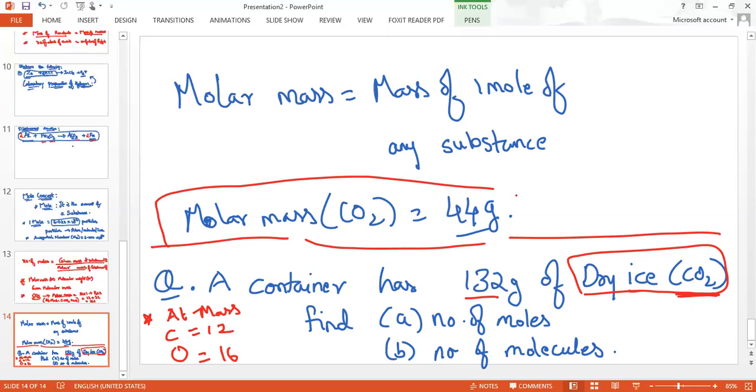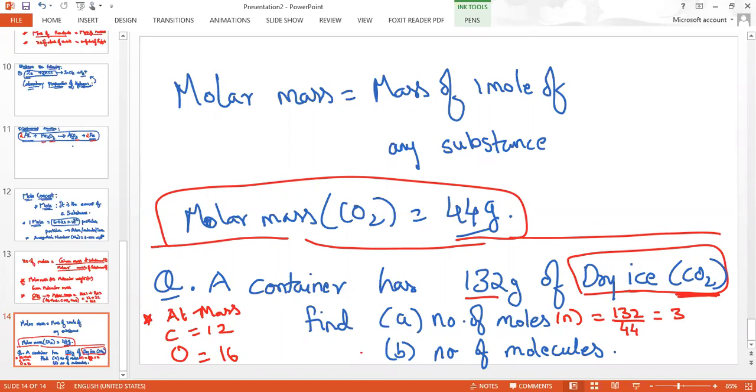44, we have calculated. We have to divide 132 by 44. We will get the answer 3. Number of moles is the given mass, 132, divided by the molecular mass, 44. That will be 3. 3 moles is the right answer. Yes, we got 3 only.